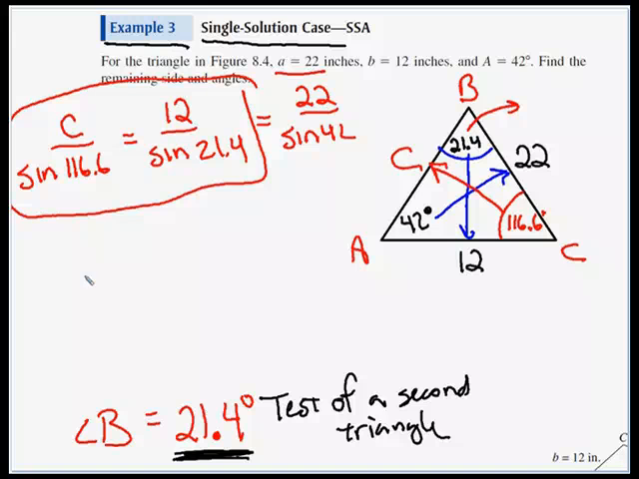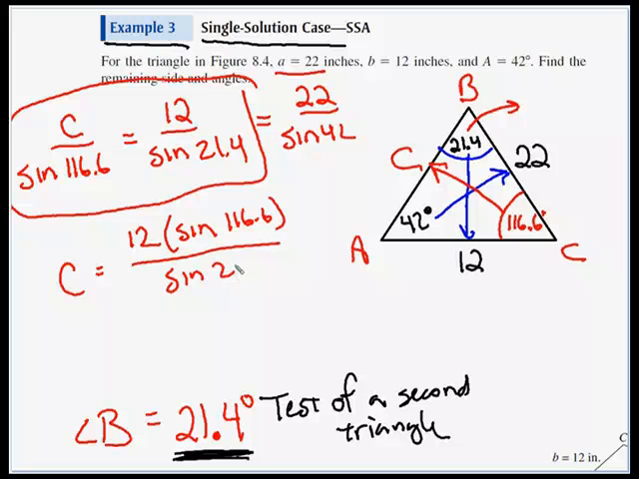We do our cross multiplying, and we're going to see that C is equal to 12 times the sine of 116.6 divided by the sine of 21.4. And if we punch that into the calculator, we're going to find that C is approximately 29.4 inches. We were talking inches in this problem. Inches. So now we have all three angles, all three sides. There was only one possible solution.